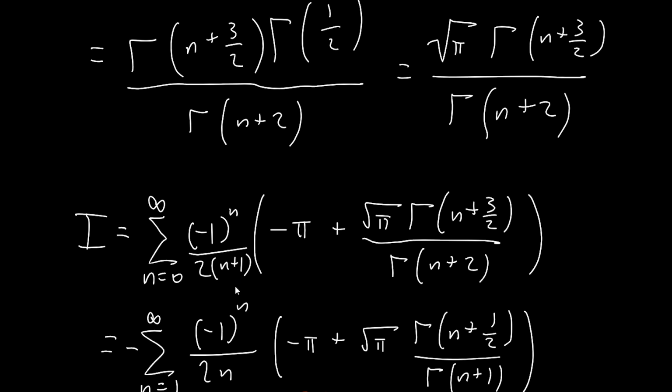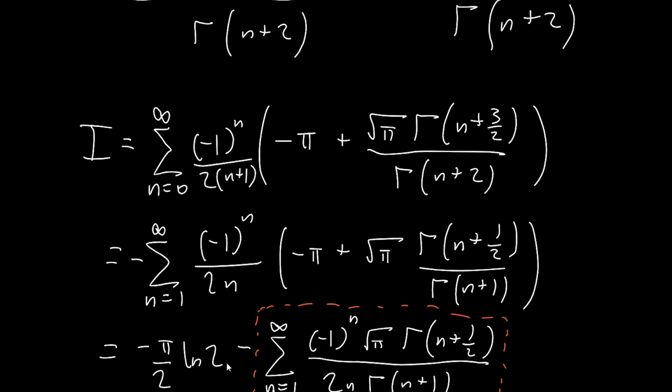So now, instead of having n plus 1, we have n. Instead of n plus 3 over 2, we have n plus a half. And instead of n plus 2, we have n plus 1. And we have the minus out front, so we can keep this as minus 1 to the n. And you can see that if we look at this minus 1 to the n times minus pi over 2n, this term is actually just minus pi over 2 times the natural log of 1 plus 1 from that power series. So we can just evaluate this term just like that.